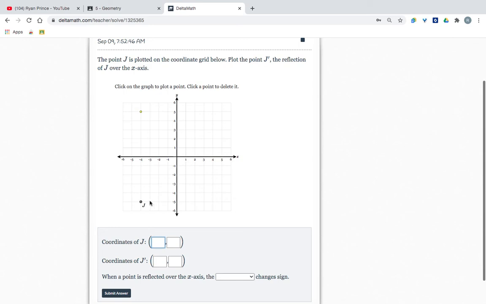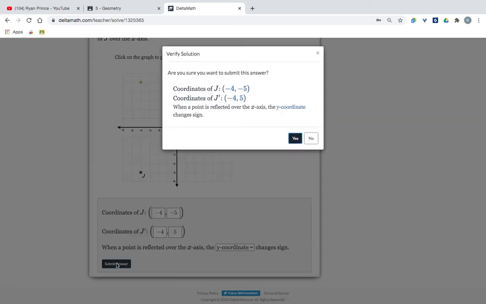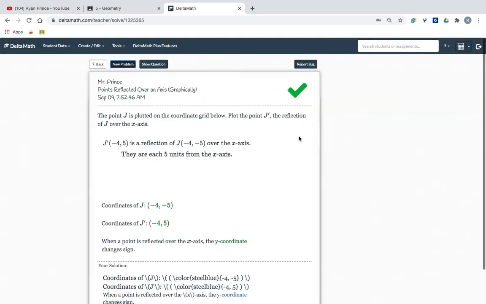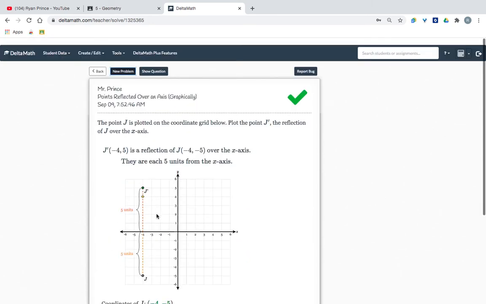But right now, the coordinates of J, the original point, are negative 4 and negative 5. Our new point, we still have negative 4, but now the negative 5 has changed to positive 5. And just to really drive that home, it says when a point is reflected over the x-axis, the y-coordinate changes sign. You would hit submit, and then you do the same thing no matter what your point is. It might have you reflect over the y-axis, but this is how you do this lesson. You just reflect it and then answer the questions below.